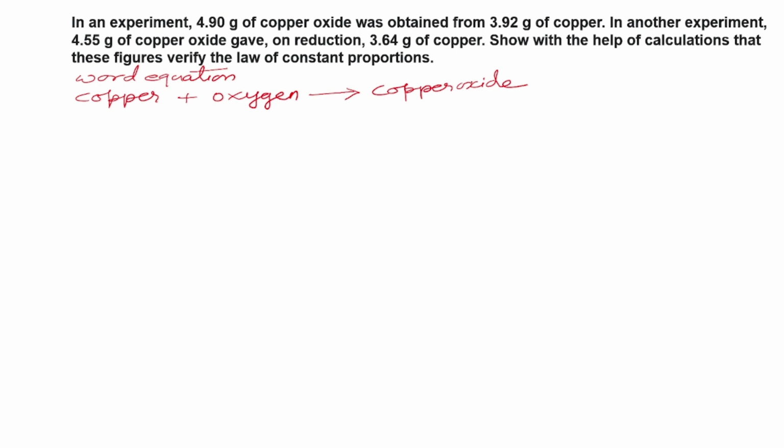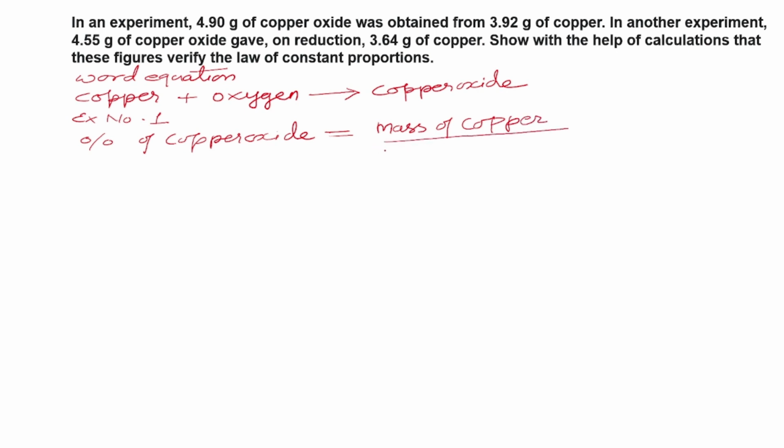We have to verify the law of constant proportion. So we have to find out the percentage of copper oxide in experiment number one. To calculate the percentage of copper oxide, what we have to take? We have to take the mass of copper upon mass of copper oxide. And as we know, to calculate the percentage we have to multiply that ratio with 100.